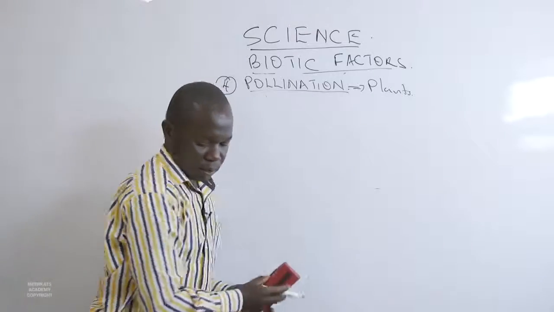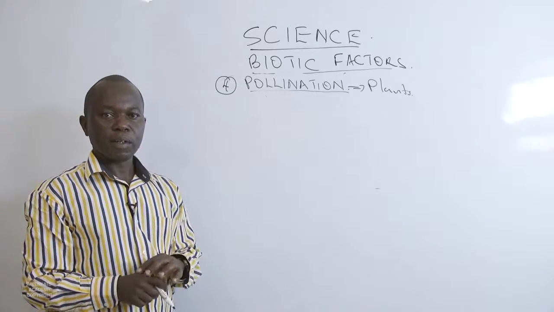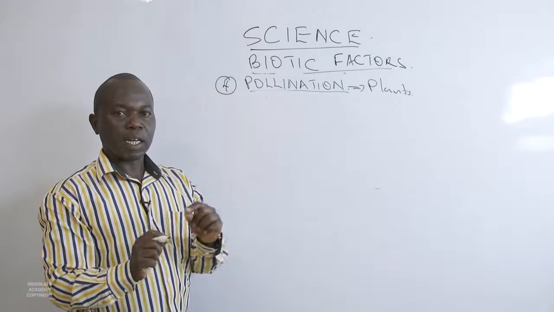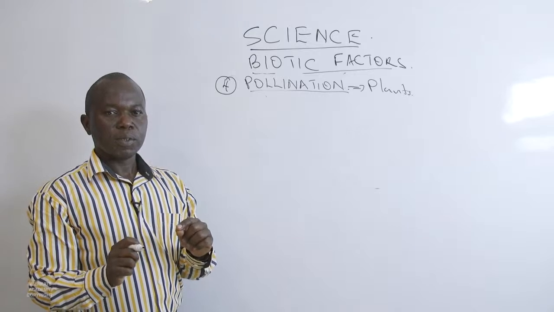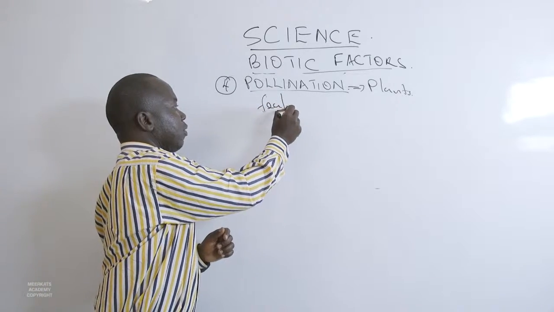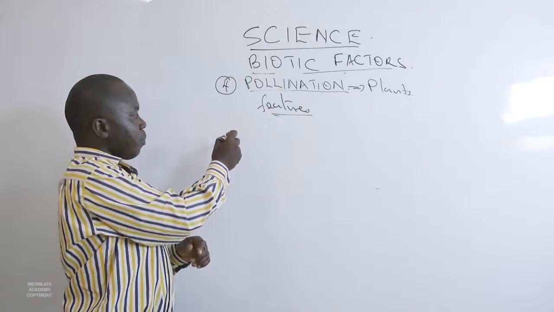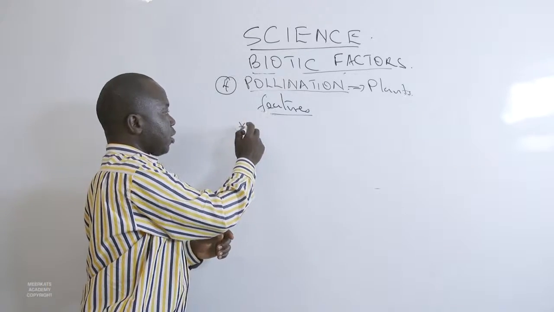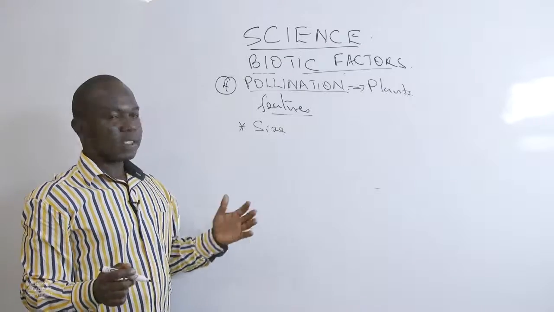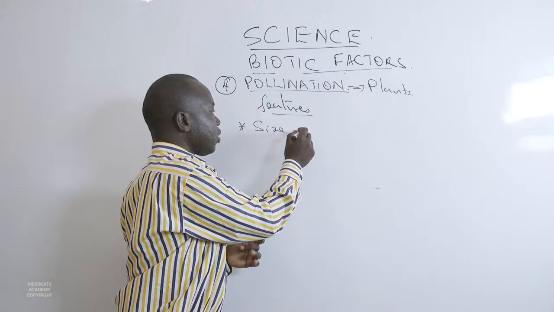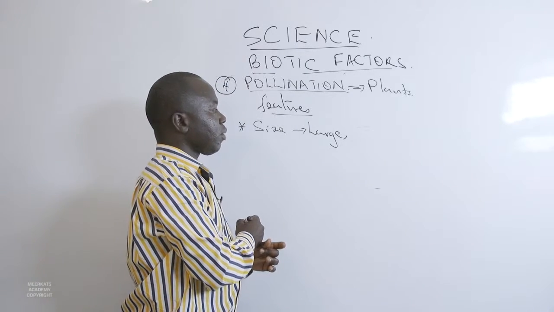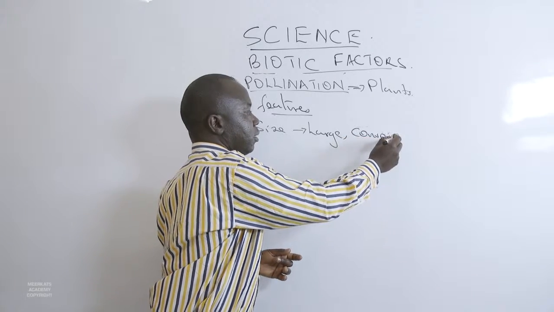Of worth noting is that for those flowers that are animal pollinated, by insects and all those animals that we have mentioned, there are some specific characteristics that enable those flowers to be pollinated by those organisms. Some of the features that flowers usually put forward for pollination by animals include size. Most of the flowers that are animal pollinated, if you compare them with wind or water pollinated ones, are usually large in size. And because they are large, they are also conspicuous.